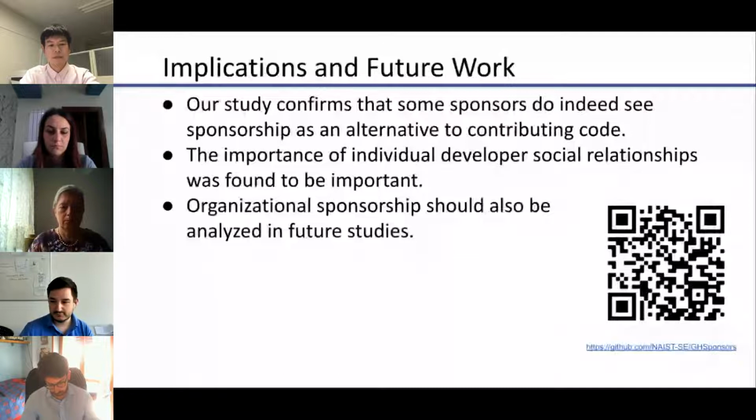While we only examined sponsorship by individual developers, organization sponsorship is also an important aspect and should be analyzed in future studies. It is also interesting future research to investigate how sponsorship to individuals affects the sustainability of OSS projects. That's all. Thank you.